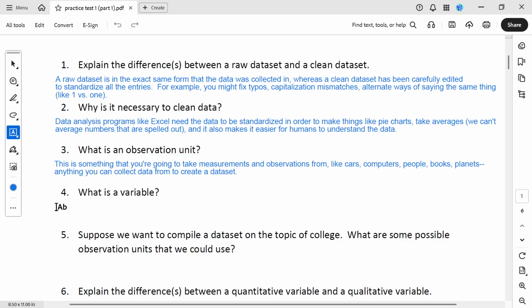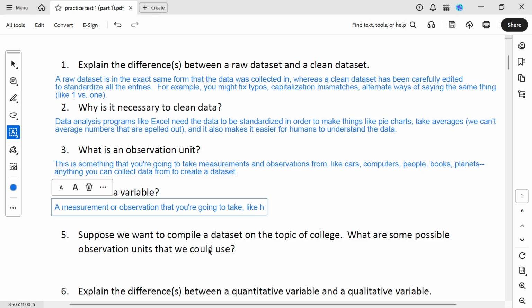What is a variable? So this is the actual type of measurements that you're going to take. A measurement or observation that you're going to take, like height, color, age, subject. Well, that's a little ambiguous. Sorry, I'm trying to think of some different ones. Now, let's stick with these three. I think these are unambiguous variables.